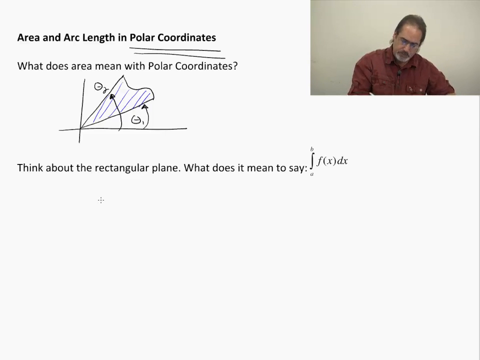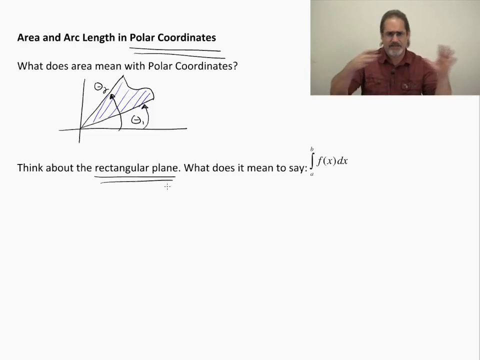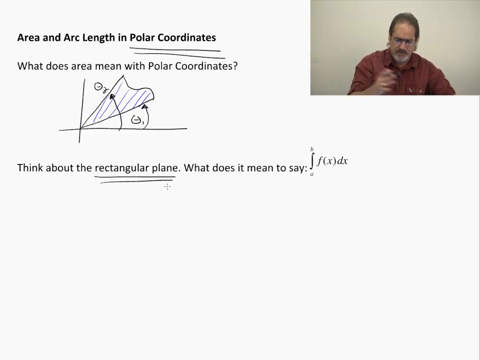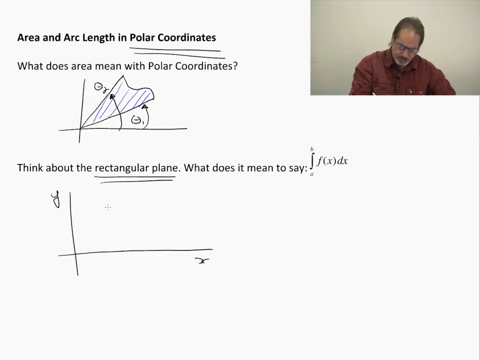Well, let's think about what we did in the rectangular plane and see if we can take that idea and transfer it to the idea of polar coordinates. If I have some function on the xy plane from a to b, what we did to find the area is we broke this thing up into a bunch of rectangles.